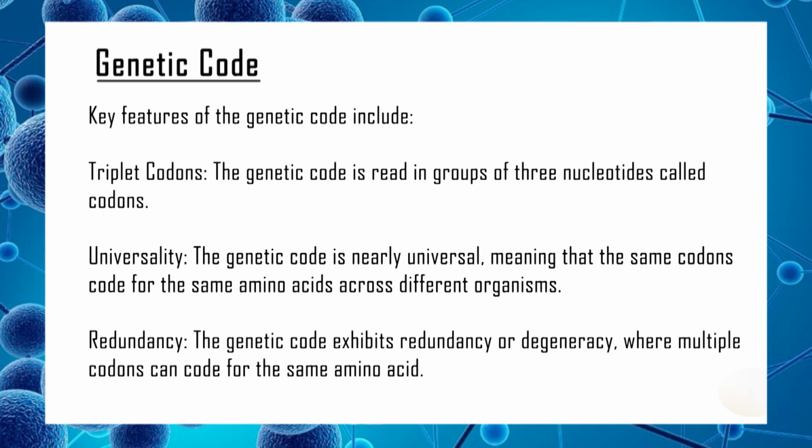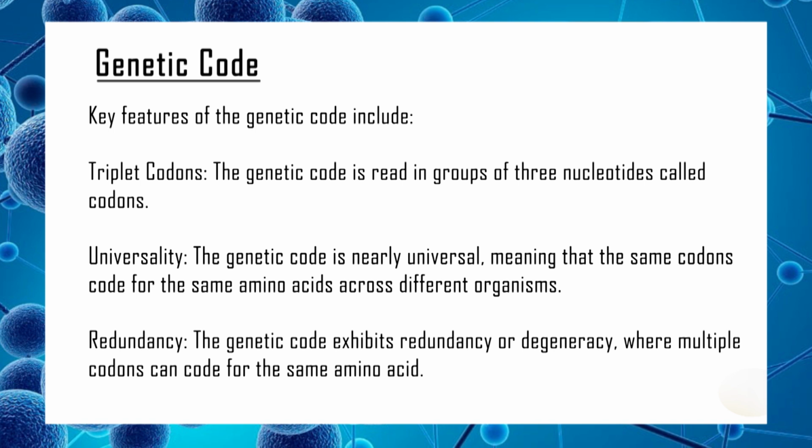There are a total of 64 possible codons, but only 20 amino acids and 3 stop signals, which means that multiple codons can code for the same amino acid. Another factor is universality. The genetic code is nearly universal, meaning that the same codon codes for the same amino acid across different organisms. For example, the codon AUG always codes for the amino acid methionine, regardless of the species. This universality allows DNA sequences to be deciphered and interpreted by different organisms.